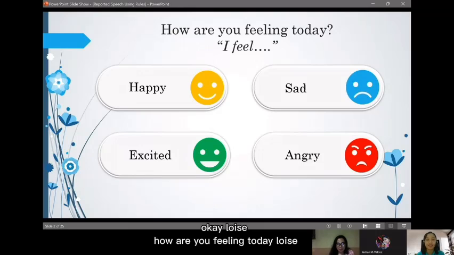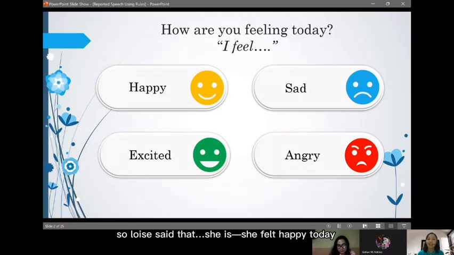Ma'am, I wanted to go first. Okay, Lois. How are you feeling today, Lois? Today, I feel happy. Wow, that's great. So Lois said that she felt happy today. I'm happy that one of my students is in a good mood for this lesson. Okay. What are you feeling, Jillian? How are you feeling today?